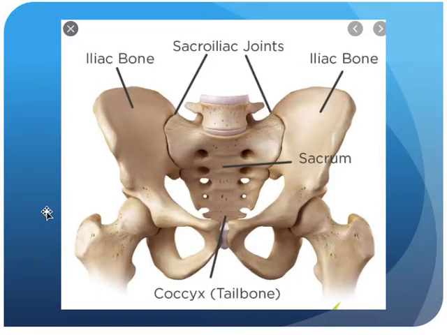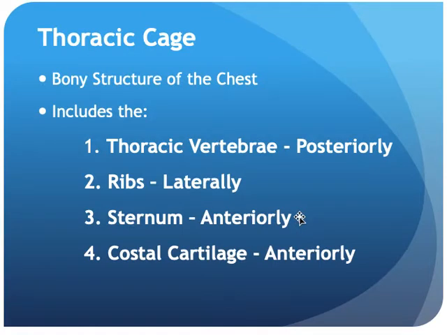All right, and then here is a picture of those sacroiliac joints. You can see my spine here. This is my sacrum. And you can see how this is how I'm connecting my spine to my lower extremity and sort of to my pelvic girdle. Okay. So now we get to the last part of the axial skeleton, which is the thoracic cage and the ribs. So this is the bony structure of the chest.